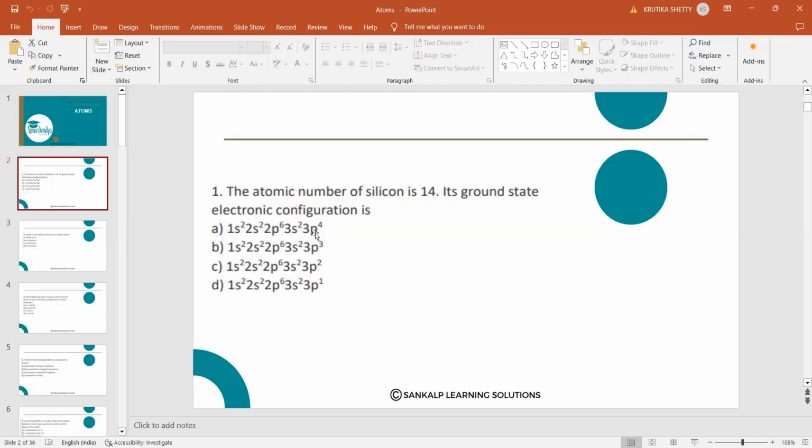So first count, see how much it comes to: 4, 2, 6, 6 plus 6 is 12, 12, 14, 16. Option A is not there. B: 3, 2, 5, 5 plus 6, 11. No. So option C: 2, 2, 4 plus 6, 10 plus 2 plus 2, 14. Then option D: 2 plus 1, 3, 6 plus 3 is 9, 10, 11, 12, 13. Yes. So option C is the correct option. That is 1s2, 2s2, 2p6, 3s2, 3p2. So option C is the correct option here.